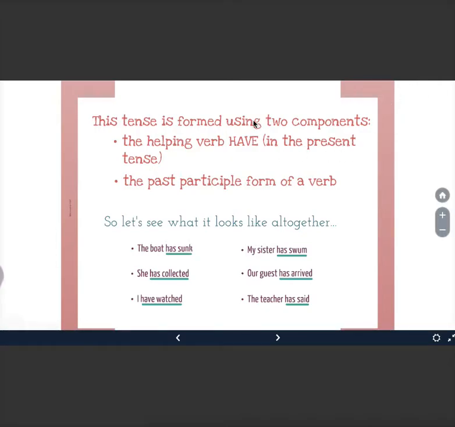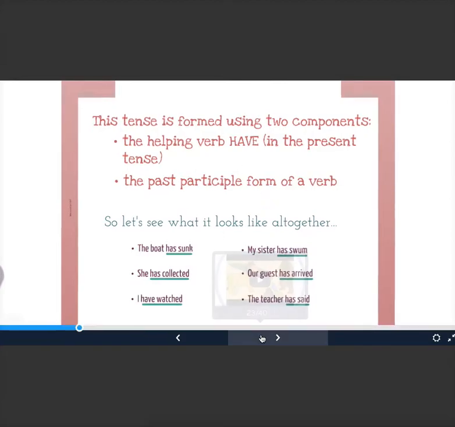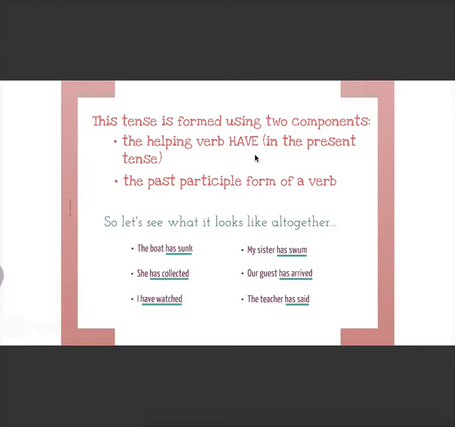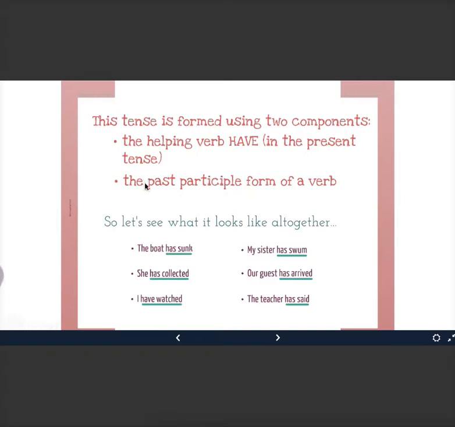Okay, so my dears, as I was telling you, this is going to be formed by using two important things. The first one is the helping verb have or has, and you are going to use it in the normal way, in the present tense. No le van a cambiar nada, lo van a usar así nomás, el verbo have va a ser have o has, and that's it. No conjugations, no additions, no nothing, just have.